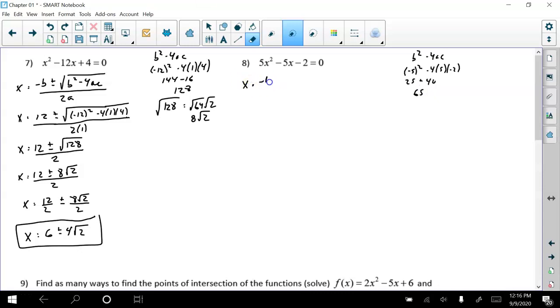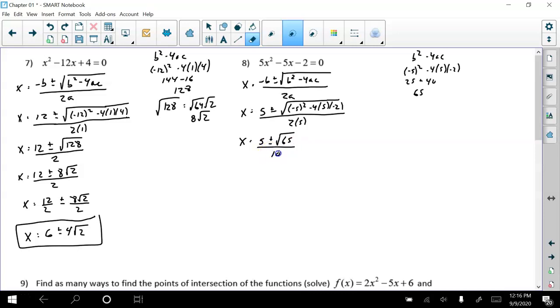x equals the opposite of b plus or minus the square root, b squared minus 4ac, all divided by 2a. So the opposite of negative 5 is 5, plus or minus the square root. Negative 5 squared minus 4 times 5 times negative 2, all divided by 2 times 5. So x equals 5 plus or minus. Now we already found b squared minus 4ac, so it's the square root of 65, all divided by 10.